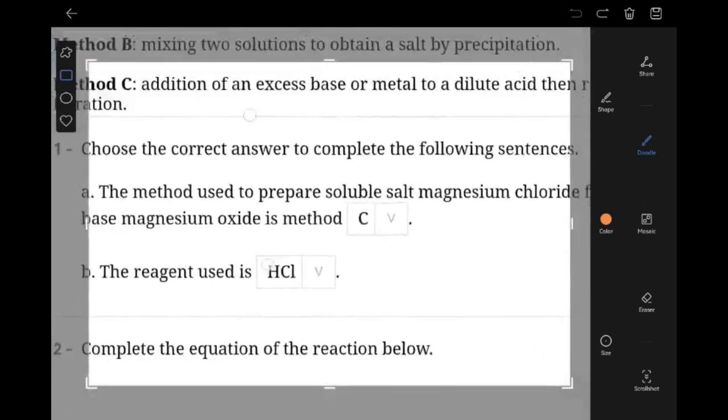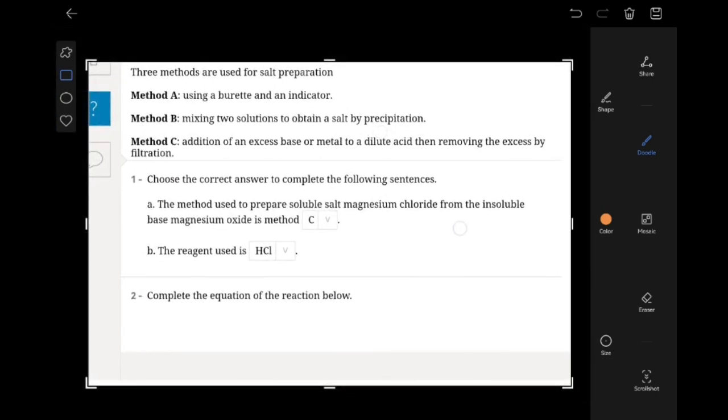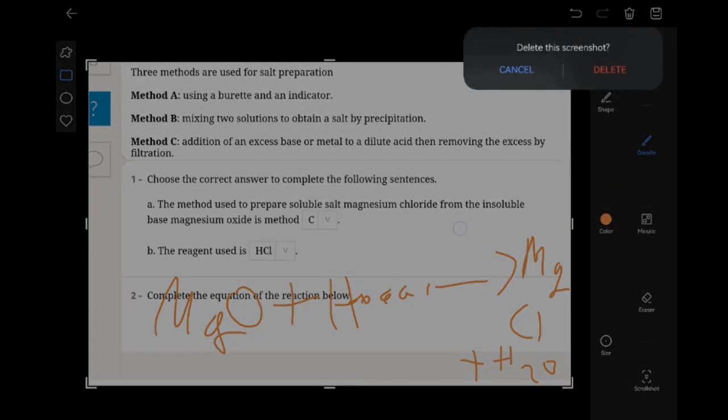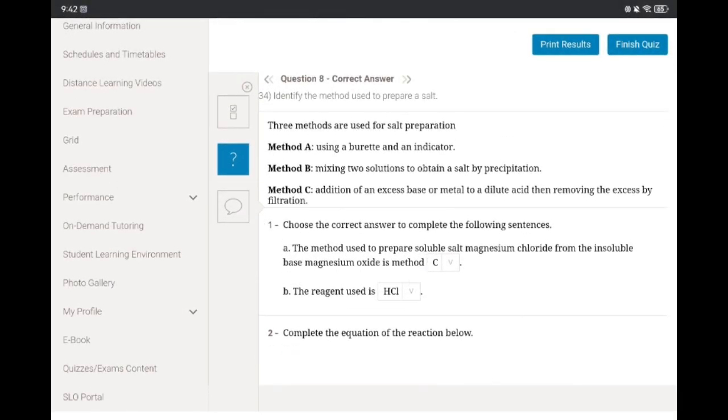Then they're asking what reagent is used, so which acid is used. This is how you can tell also. So you have MgO, and you get MgCl2. It's plus an acid, so plus H something, gives you MgCl2 plus H2O. What else can it be other than HCl? And then you just write it out, plus H2O, because remember, it's a base plus an acid.